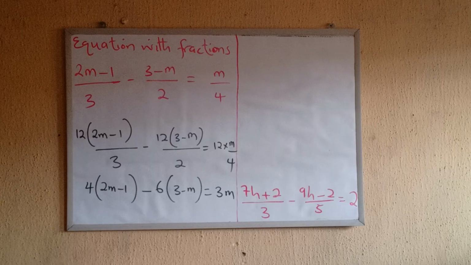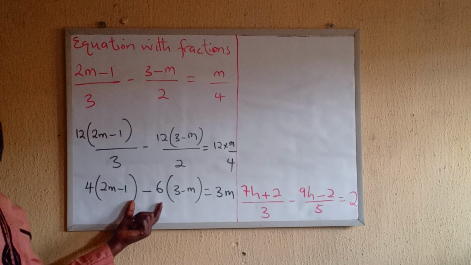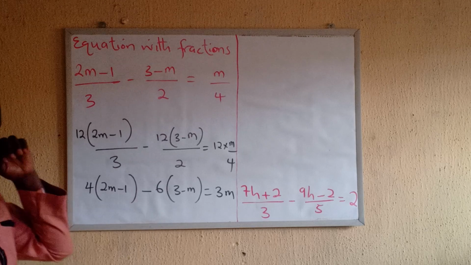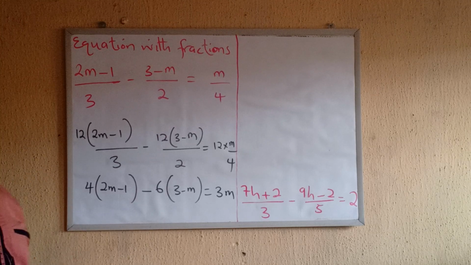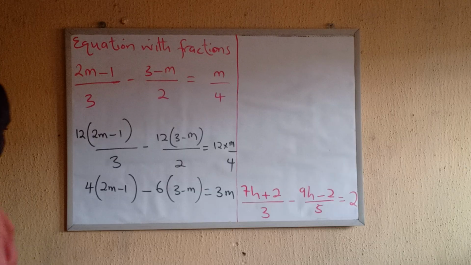The denominator is free of the numbers 3, 2, and 4. And this now has led us to an equation with brackets. And last class, we solved equations with brackets. So in case you cannot do it, you go and check that video.